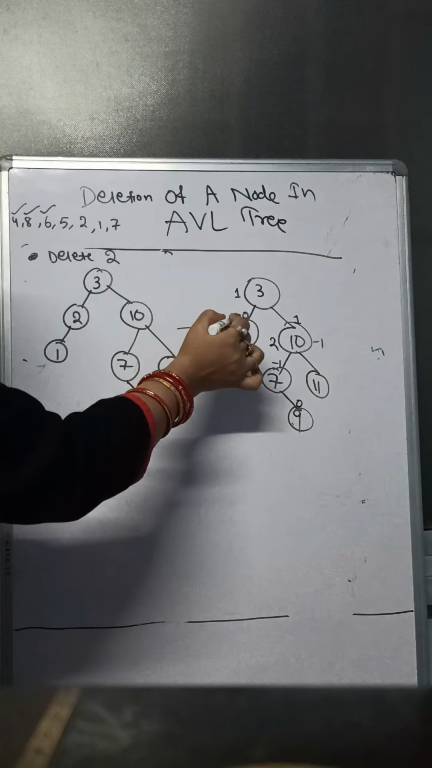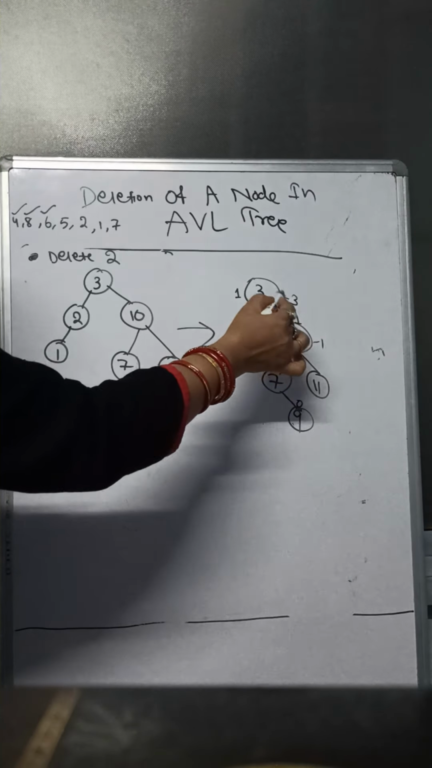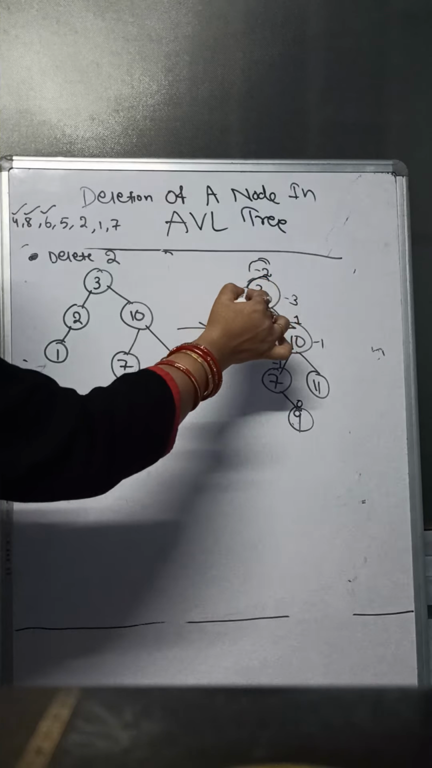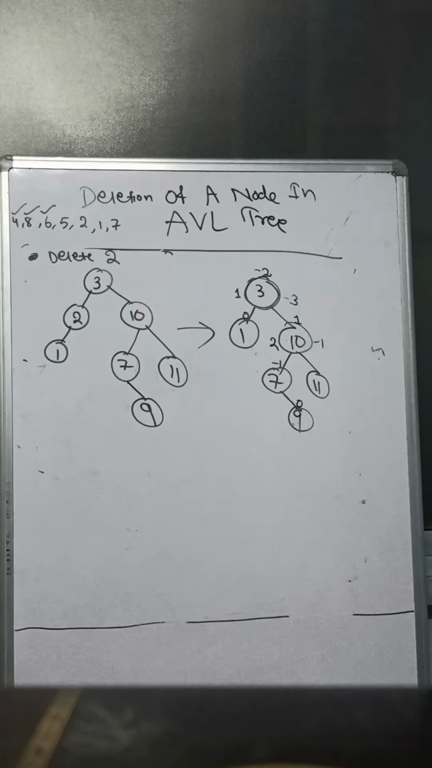But here the left side height is 1, but the right side is 0, minus 1, minus 2, minus 3. So there is an imbalance at 3. So 3 is your node. The imbalance is because of which subtree? Your right subtree.